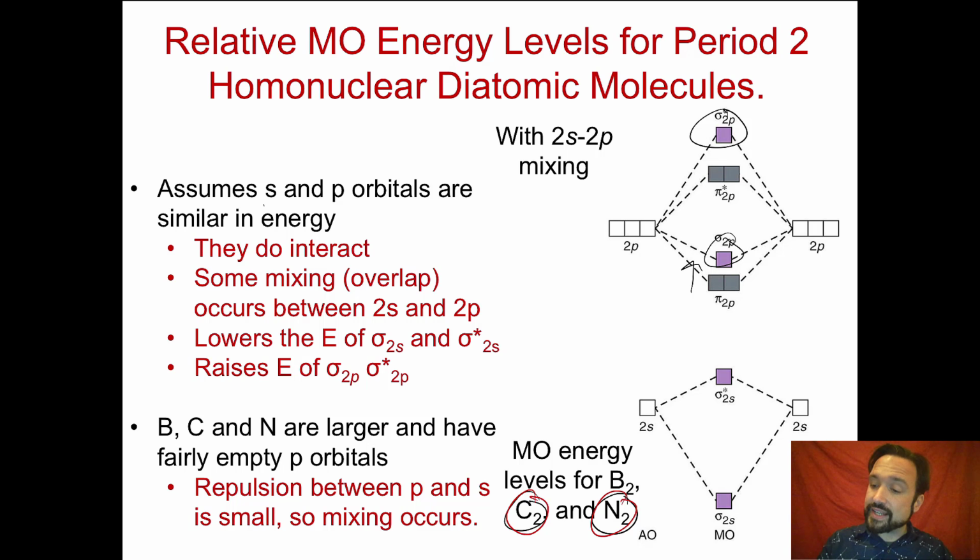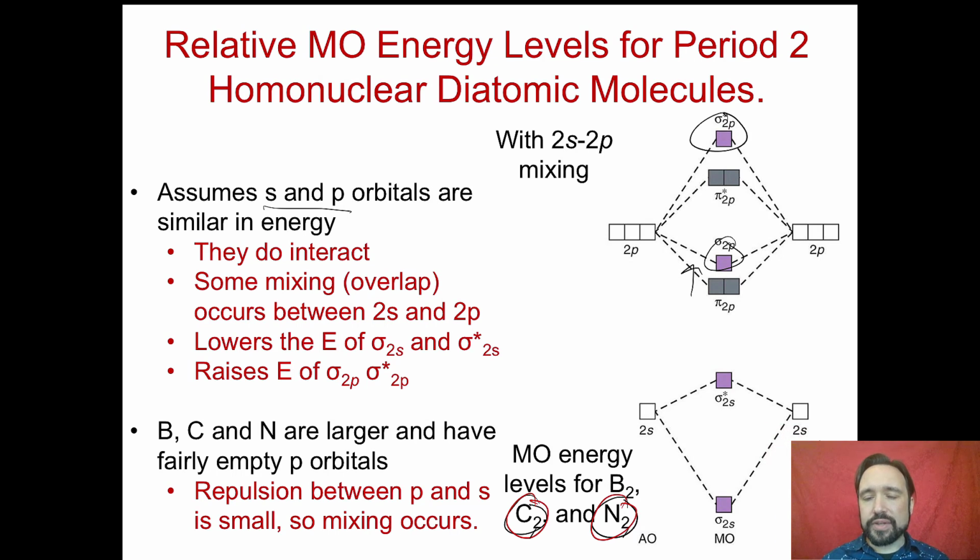So in this case, our s and p orbitals are going to interact. There's going to be some mixing, some overlap. So you kind of think of it as like a sharing of space, right? So if the s orbitals get that space, the p orbitals lose that space, and that's going to lower the energy of our sigma 2s's, and it's going to raise the energy of our sigma 2p's. All right, so that's what's going to happen. We're going to have a slightly different pattern of our boxes here.